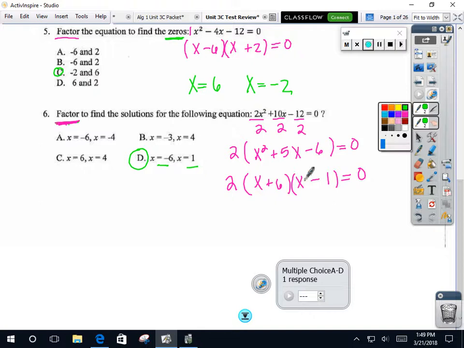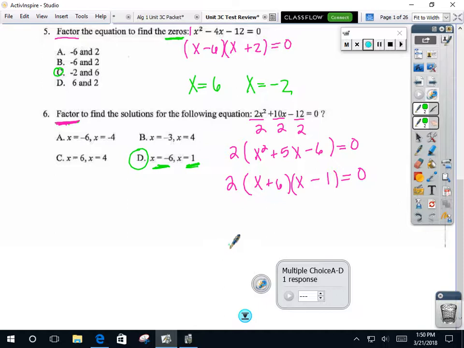But then remember, when they're in factors, you have to set them equal to 0. So for x plus 6 equals 0, you would have to subtract the 6, giving you -6. And if you set x minus 1 to 0, you would have to add the 1, giving you +1.